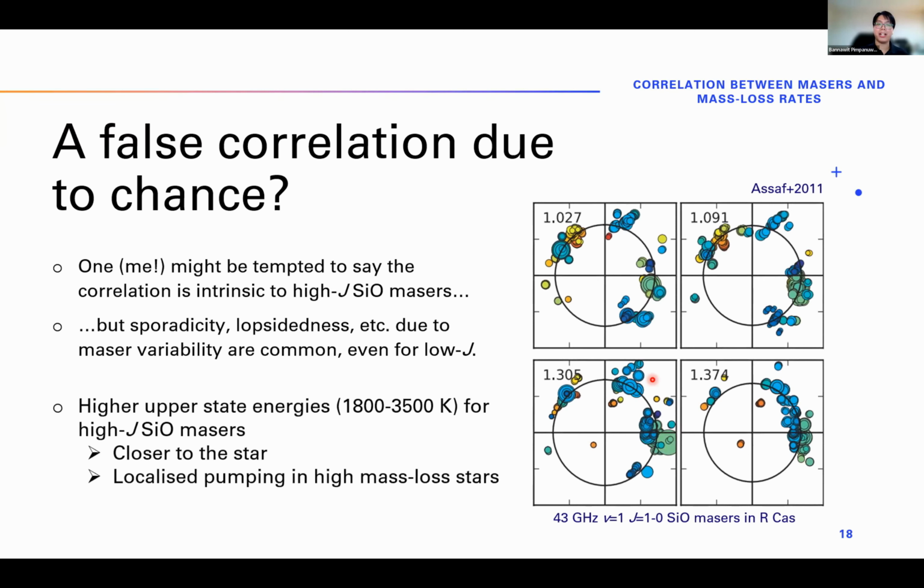So we think that, for high J SiO masers, because they have got higher upper state energies, they might have to be closer to the stars. And that also means that we get more position uncertainty there. In the case of high mass loss rate stars, we might also see localized bumping further out. So for example, in the IRC sources that we saw previously.